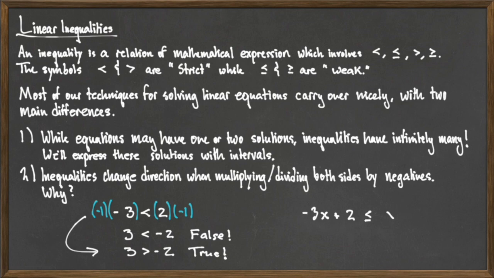Next, suppose you had the inequality -3x plus 2 is less than or equal to x. If I multiply both sides by -1, I'll end up with positive 3x minus 2 is now greater than or equal to -x. So the only thing that ever changes about an inequality when it flips is the fact that it's flipped. Strict inequalities don't change to weak inequalities, and weak inequalities don't become strict inequalities.